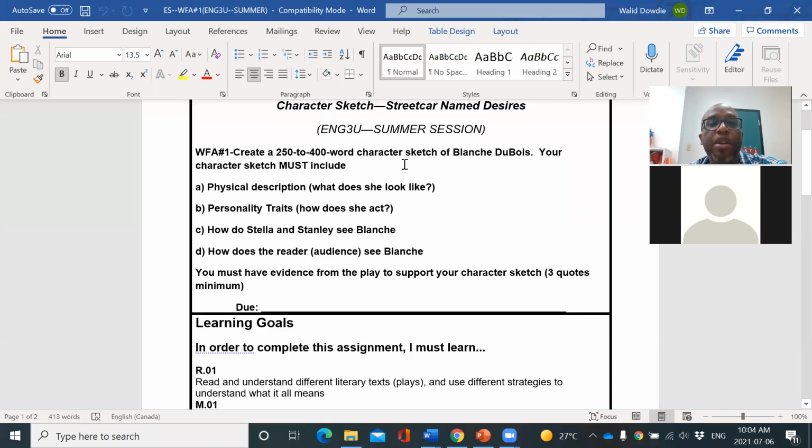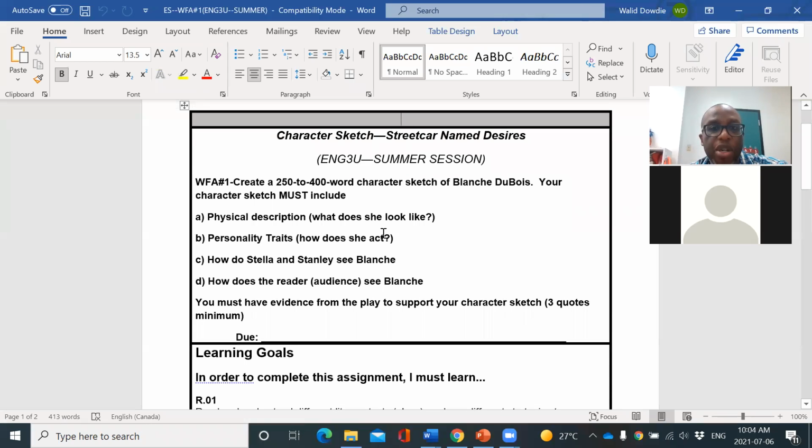Okay, so here is the success criteria. You're going to do a character sketch of Blanche Dubois. Your character sketch must include the following: a physical description. What does she look like? Personality traits. How does she act? How do Stella and Stanley see Blanche? And how does the reader react to Blanche's actions? You use evidence from the play to support your character sketch.